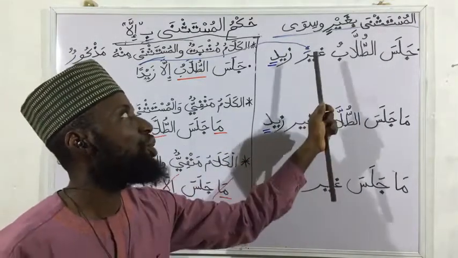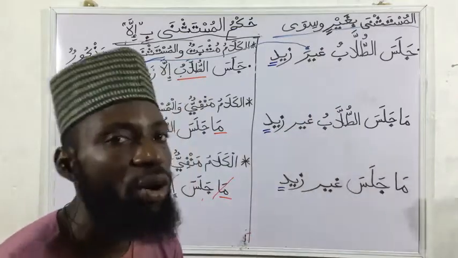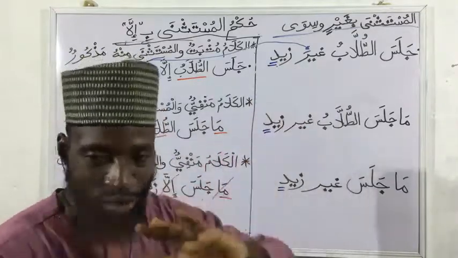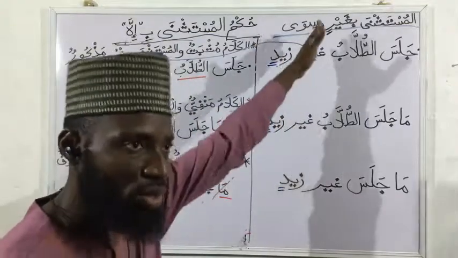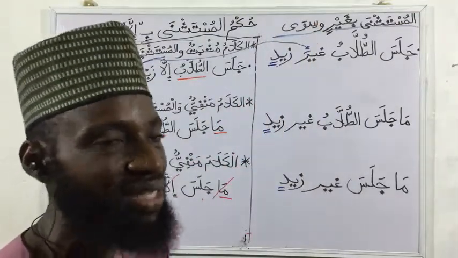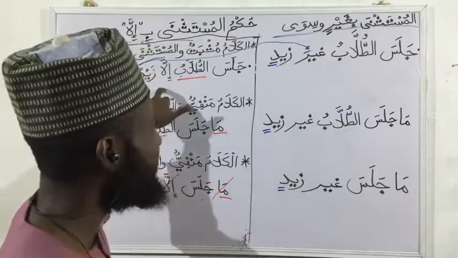Jalasa tullabu Goiro Zaidin. That's the only thing it can be. Goiro. Don't forget your Mustesna. When you are using Goiro, you don't need to stress yourself. It will always be in Jari state. When you are using Goiro or Siwa, it's always in Jari state. So what you are concerned about is the same concern you have for your Mustesna when you are using Illa.